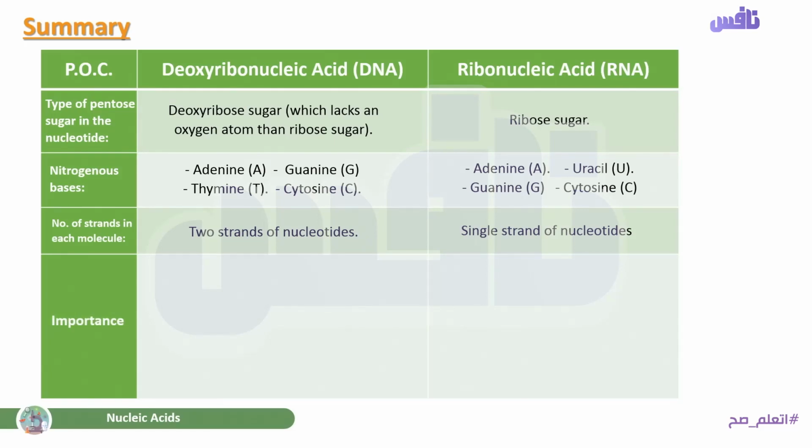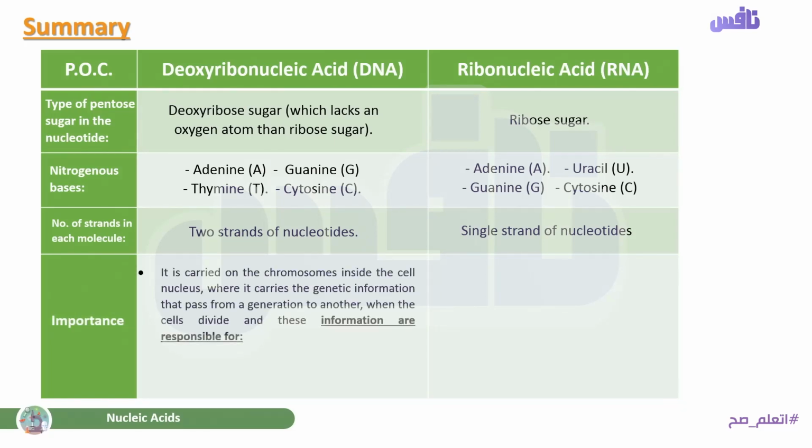And about the importance of DNA, it is carried on the chromosomes inside the cell nucleus, where it carries the genetic information that passes from one generation to another when the cell divides, and this information is responsible for 2 things: appearing the distinctive characters of the living organism and organizing all the vital activities of the cell.